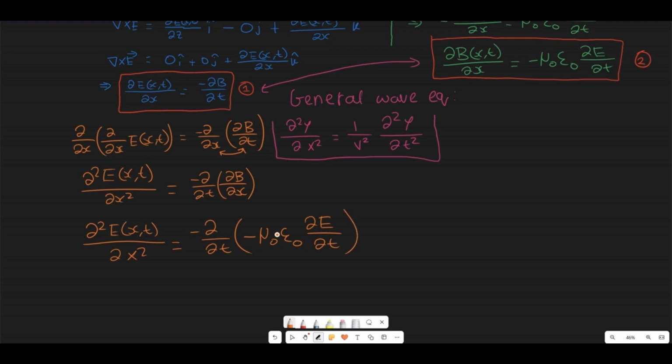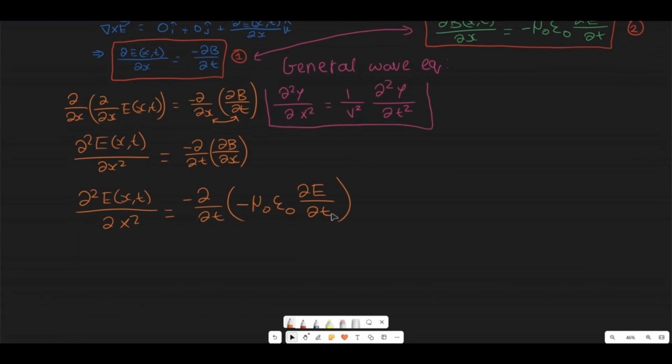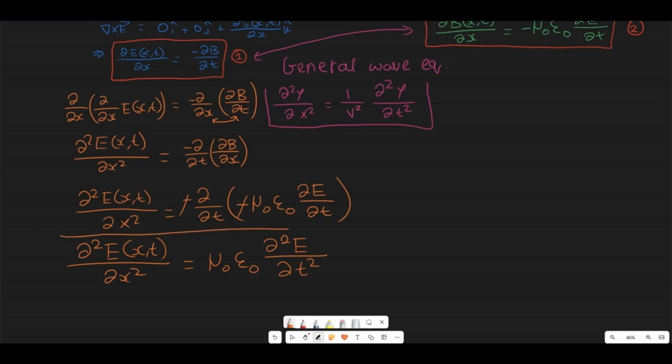It looks like things are working out quite nicely here, because in doing this it is going to become second order in time derivatives, and we already have an equation that is second order in space derivatives. So let's not get ahead of ourselves and just do the math and see where it takes us. These negatives will just cancel out, and we're going to get mu naught epsilon naught times the second partial derivative of E, and we get this equation here.